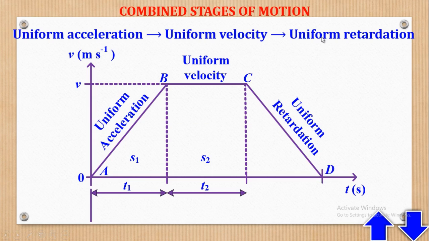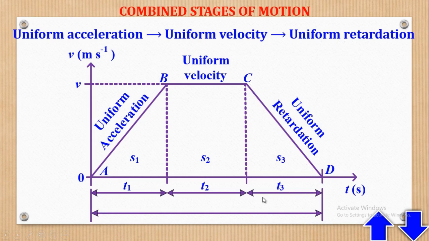Then lastly, uniform retardation or uniform deceleration, which is motion CD, and this T3 is the time taken while the particle is retarding uniformly. Then S3 will be the distance traveled during uniform retardation, and it can be got by getting the area of this triangle. So I realized that when I add T1 to T2 to T3, I'll come up with T, and this T is what we call the total time for the whole motion A, B, C, D.